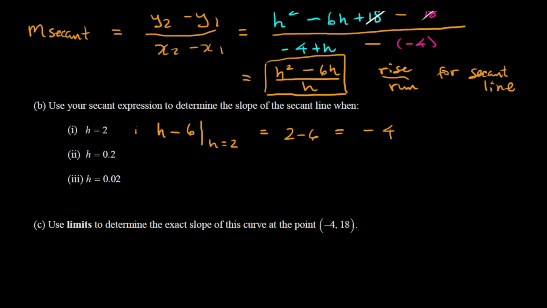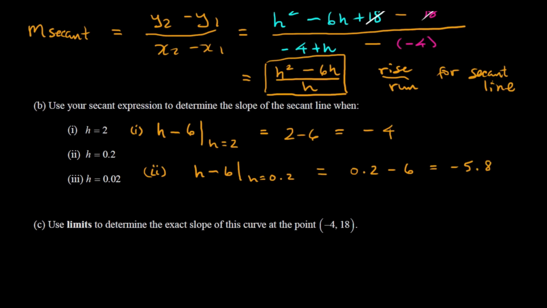So there's the first part. Now that simply means when our 2 points are 2 units apart, that gives us our secant slope, and you can probably imagine that's not a great approximation of your tangent slope. So let's do the second one. We'll evaluate h minus 6 at h equals 0.2. And then I just have to go 0.2 minus 6, which I guess I can write out. 0.2 subtract 6 gives us negative 5.8.